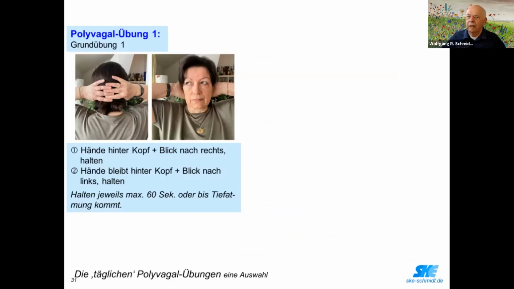Now you see one exercise, a basic exercise number one. If you like, you can take a screenshot. Just fold your hands behind your head, make a kind of a cradle for your head. Keep your sight straight and only move your eyes to the right, to your right elbow, for instance. And do it for around about 1 minute. And you might find a reaction where you feel an urge to take a deep breath, or sometimes even a yawn.